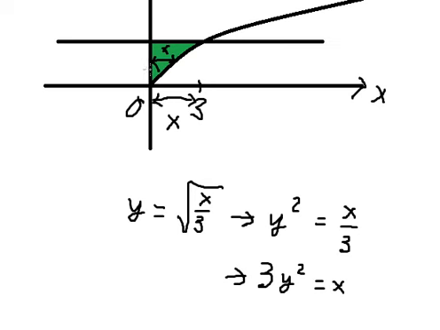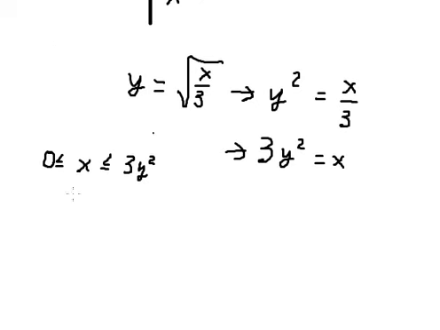So if we look at the region, we can see that s is greater than or equal to 0 and smaller than or equal to 3y squared. That's the curve in here. Now this one, that is about y. So we see that this one is around 1. So y is greater than or equal to 0 and smaller than or equal to 1.